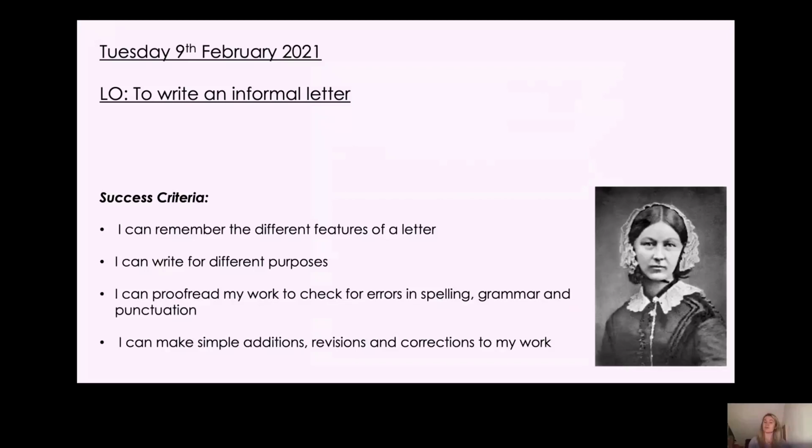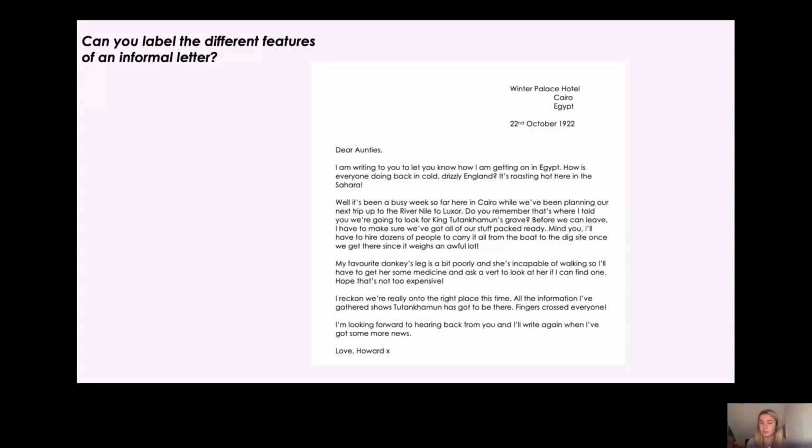So here's your retrieval activity for today. You have an informal letter from Howard to his aunties. Now, what I'd like you to do, you have this on your worksheet, Year 2 English, 9th of February resource, and I would like you to either highlight and label or just label the different features that you see in this letter. Can you remember the order? Okay, so pause the video now and have a go at labelling the different features.